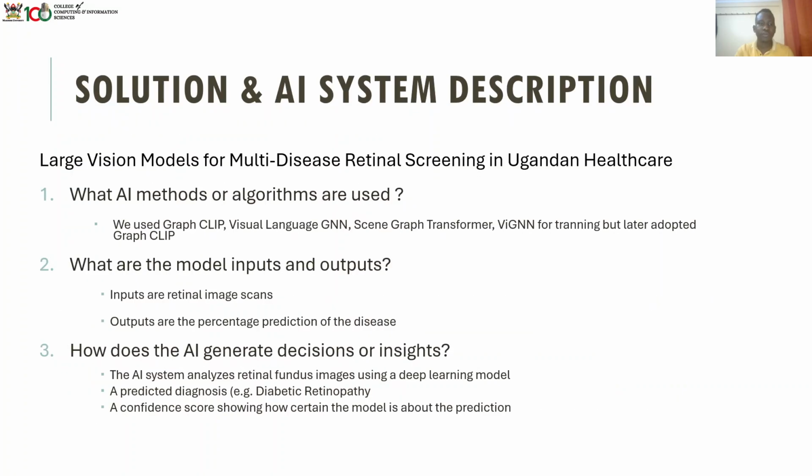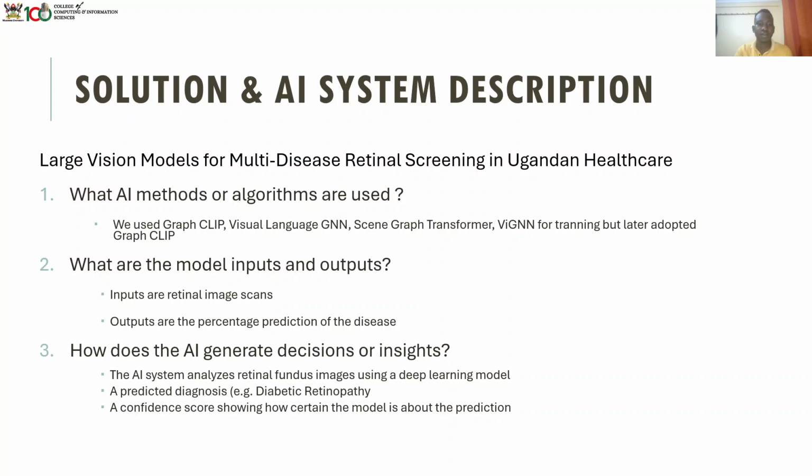So the solution: the LVMs for multi-disease retinal screening in Uganda. What are the methods used? We use GraphCLIP, and we use the Vision-Language GNN, the Vision Graph Transformer, ViGNN. And what are the model's inputs? We have the inputs which are retinal image scans, and outputs which are a percentage prediction for the images.